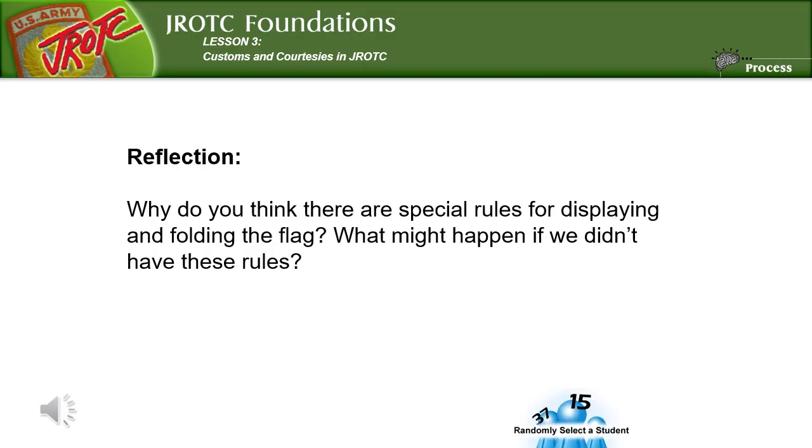Welcome back for part 2. Why do you think there are special rules for displaying and folding the flag? What might happen if we didn't have these rules?